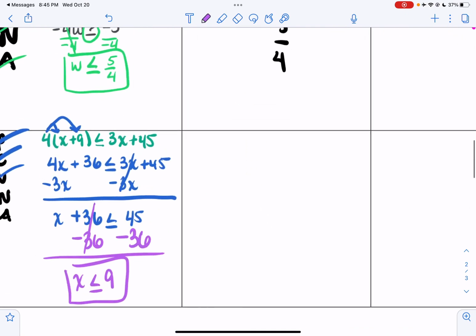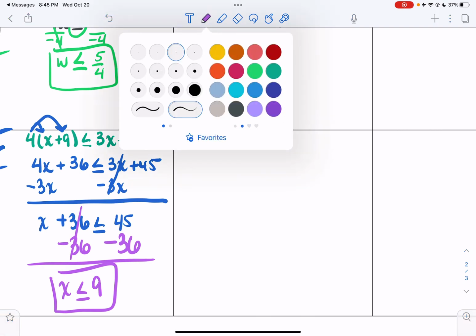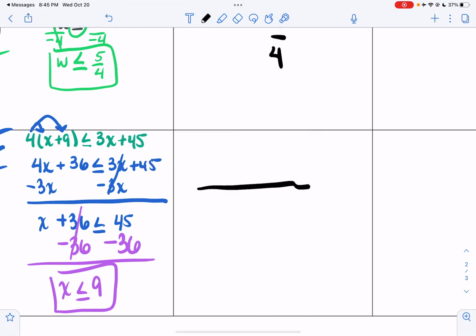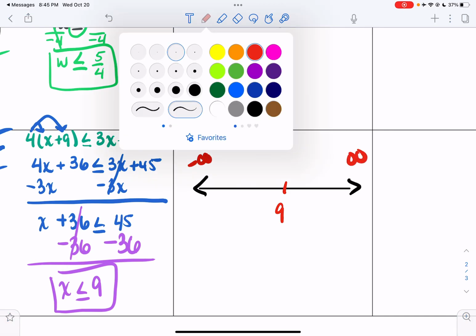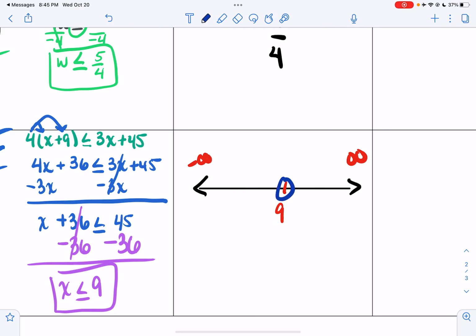Now that's what I'm going to put on my number line. I put a 9 smack dab in the middle. So I'm going to put my 9 right here. Again, we have negative infinity and infinity. Is this going to be an open circle or a closed circle? It's going to be a closed circle. So shade that circle in because you are including 9 in your solution. And then I'm going to shade to the left.